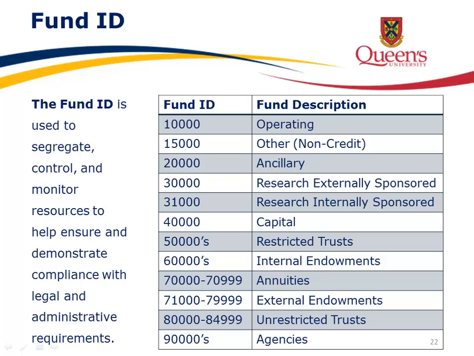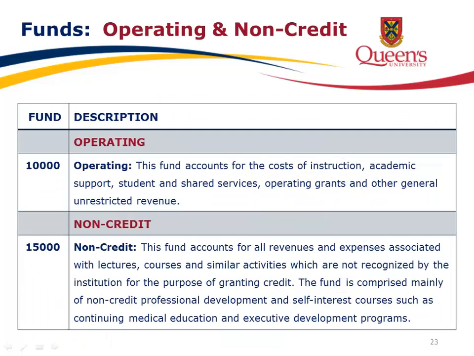This ID is used to segregate, control, and monitor resources to help ensure and demonstrate compliance with legal and administrative requirements. For example, Fund 10,000 represents the operating fund. Fund 30,000 represents externally sponsored research funds. Now let's define each of the funds, beginning with Fund 10,000, the operating fund.